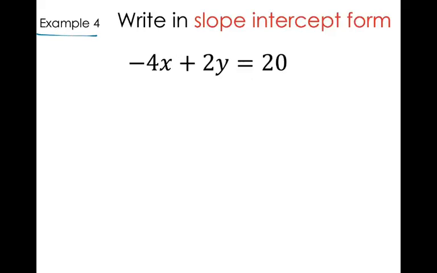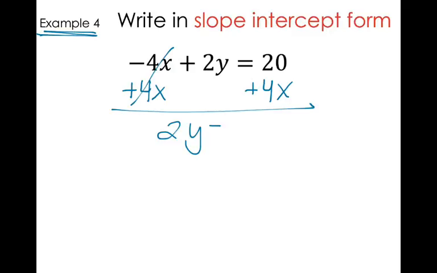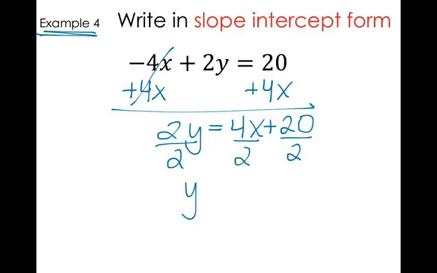Example 4. Negative 4x plus 2y equals 20. Now, just because I have addition doesn't mean I subtract 4x. Because if you look at this for a second, negative 4x and negative 4x is not 0. Our goal is to eliminate the negative 4x. So to eliminate the negative 4x, I have to add 4x to each side. Negative 4x and positive 4x cancel, and I get 2y equals 4x plus 20. Divide each term by 2, and I get y equals 2x plus 10.